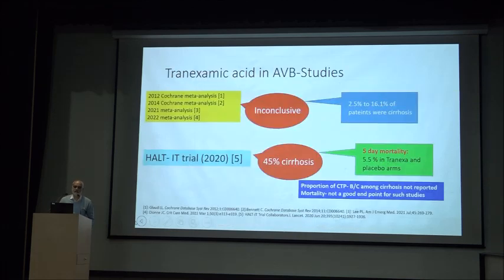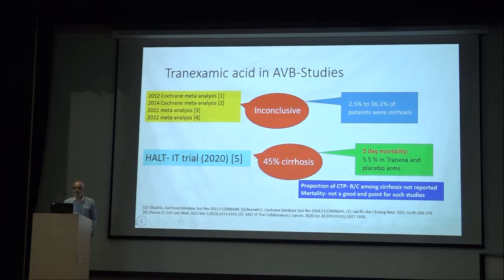So this was a study that was done from ILBS. Shanton did this study. Tranexamic acid, there have been many studies in acute variceal bleed. There have been 4 meta-analyses, from 2020, 14, 21 and 22. But the problem was that only 2.5% to 16.1% of the patients in these meta-analyses had cirrhosis. Then came the HALT-IT trial in 2020.